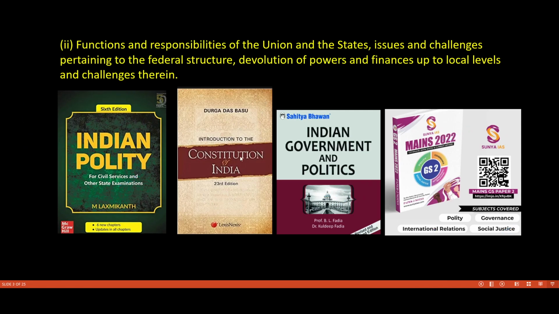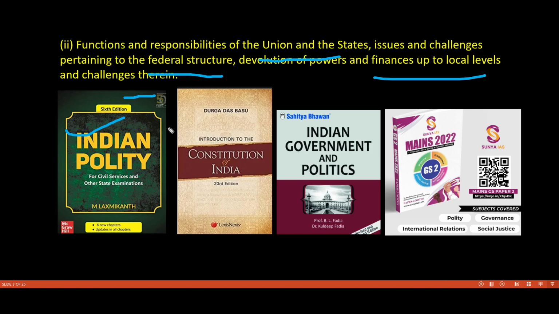See, the first topic was related to the historical underpinnings of the Indian Constitution, and the Constitution part continues here. The next topic is about the functions and responsibilities of the Union and states, and challenges pertaining to the federal structure, devolution of power and finances to the local level, and challenges therein. The polity part of these topics, which relates to what is given in the Constitution, is given in this book.